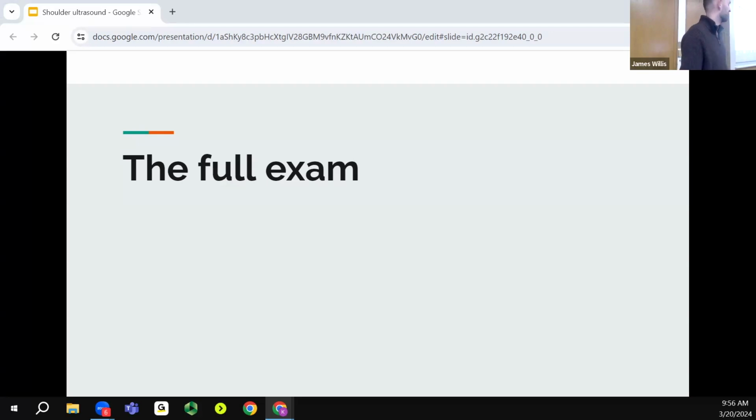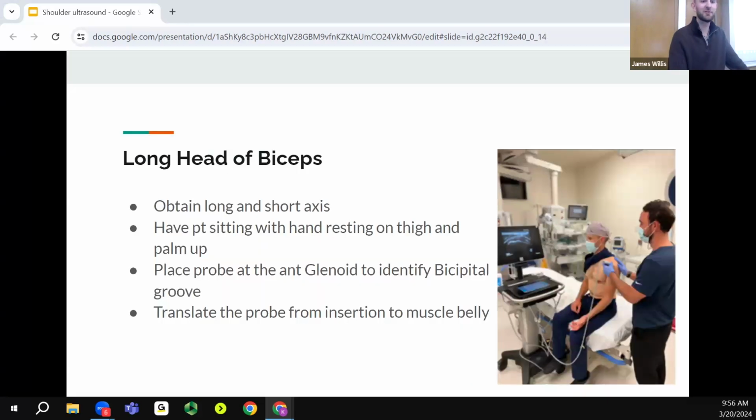Okay. So going through the full exam in 4 minutes. You're going to obtain multiple views of the shoulder. This is mostly going to be for that rotator cuff pathology. You're going to be looking at disruptions of the tendons and effusions inside the tendons, which kind of clue you in, and then larger effusions around the joints.